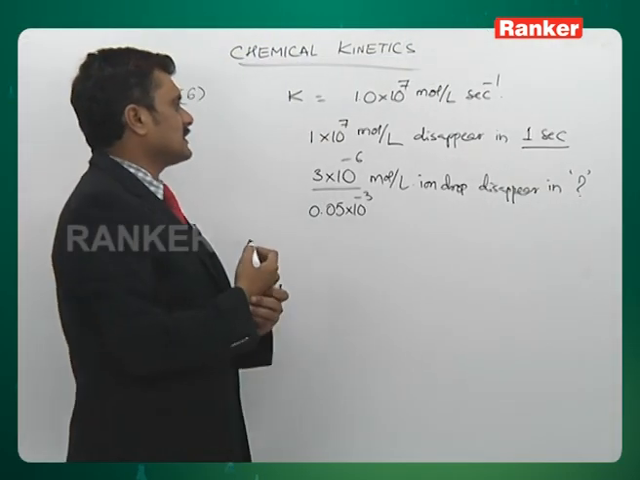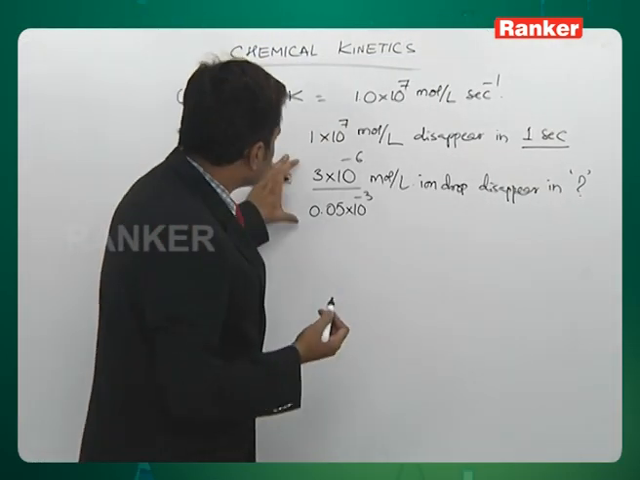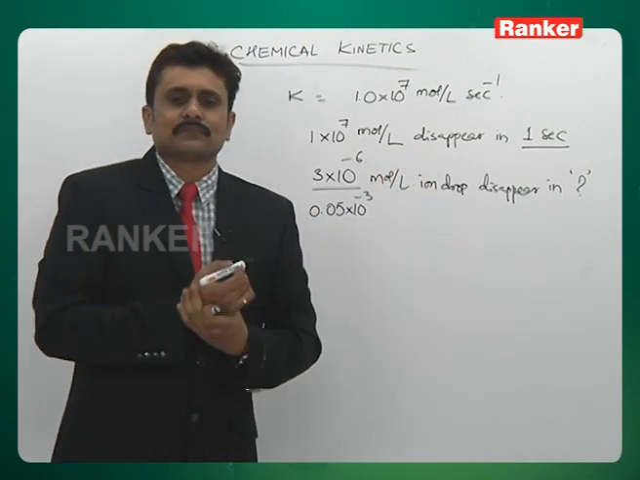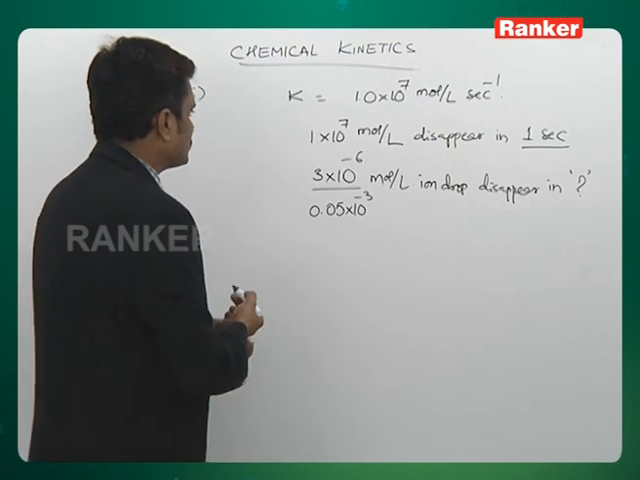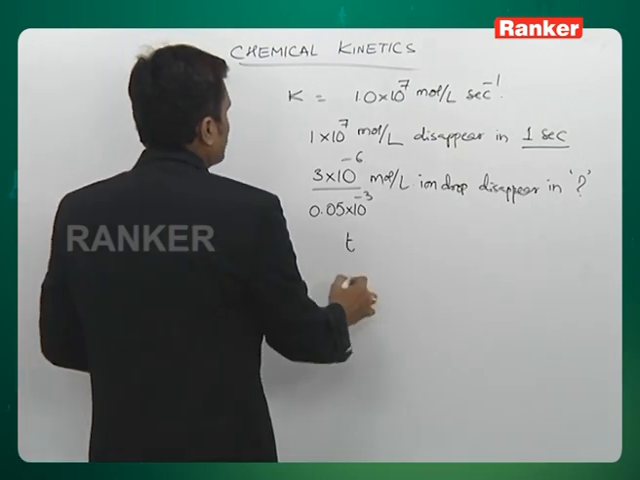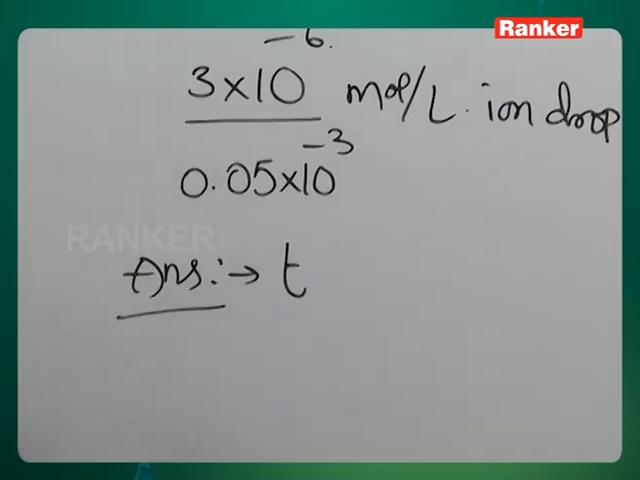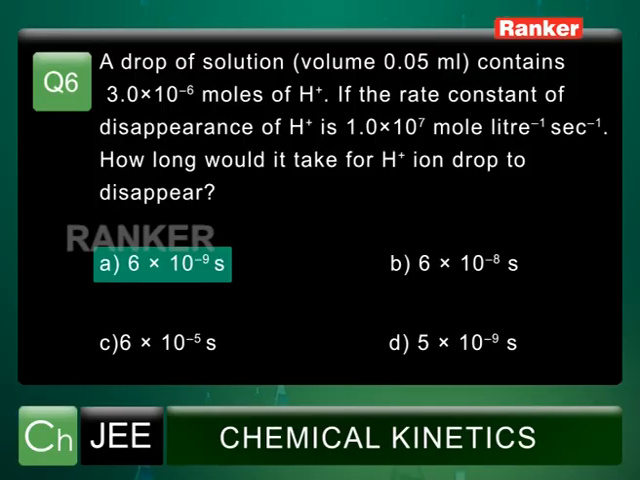Then you have been asked to find the time required for the H plus drop having this much concentration to disappear. After simplification, you will get the time required for the drop to disappear as 6 into 10 to the power minus 9 second. That is, the answer for this question is A.